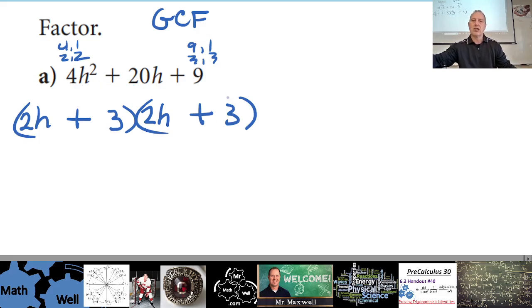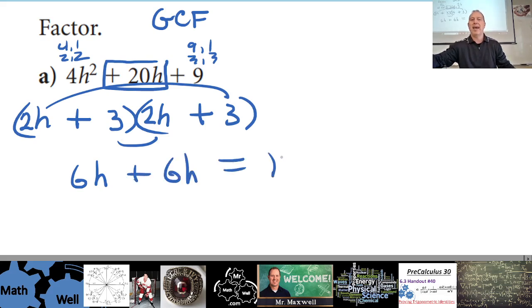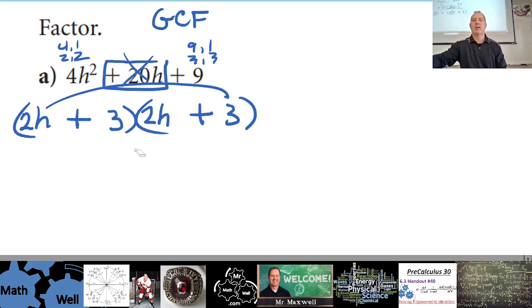It's the outside terms and the inside terms that you really need to check because those need to add up to this term always. And if it works, you're done. If it doesn't work, you have to try again with some of your factors. So this is going to be what? 6h and 6h. Does 6h from this outside multiplication and 6h from this inside multiplication add up to 20h? No, this is not what I'm looking for.